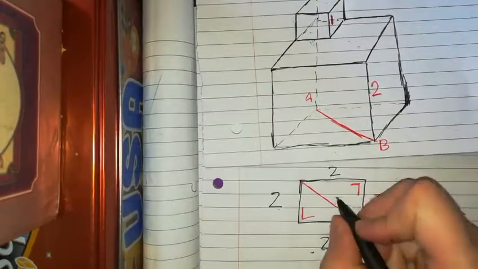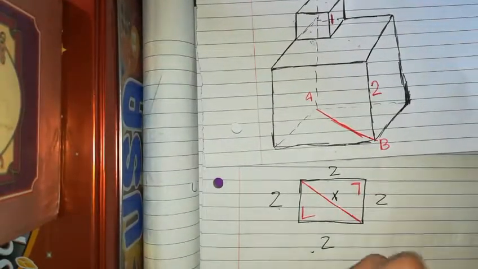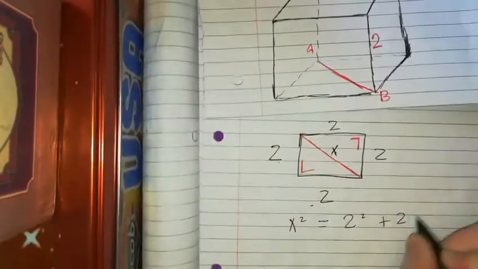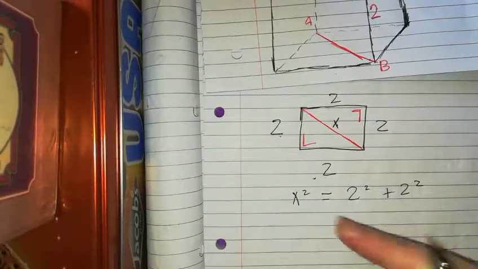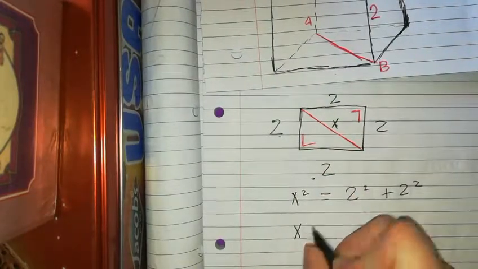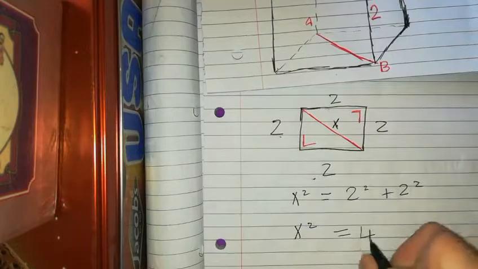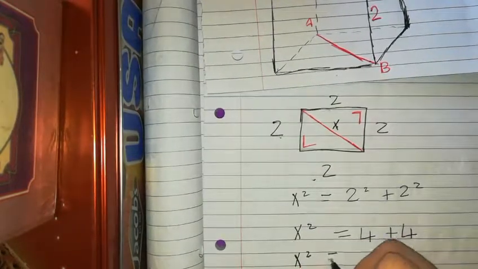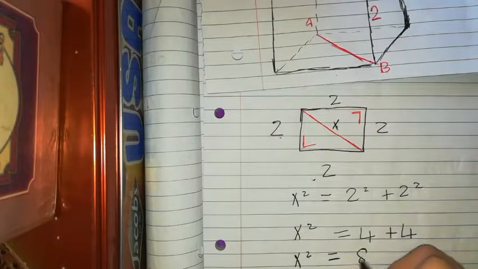So if I was to use, let's just call it x for now. So x squared is going to be equal to 2 squared plus 2 squared. Pythagoras says that the hypotenuse squared is equal to the sum of the squares of the other two sides. So x squared is going to be 4 plus 4, so x squared is equal to 8.